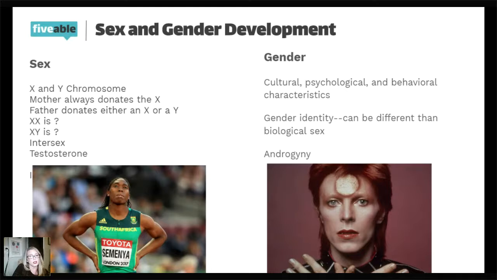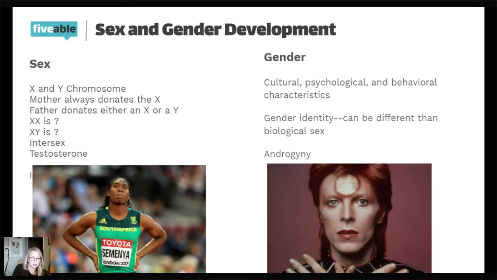For example, there's been a big controversy over female athletes with higher levels of testosterone. This young woman that's shown in the picture has been ordered to decrease her levels of testosterone if she wants to compete on women's teams in the Olympics, and that's been quite controversial.